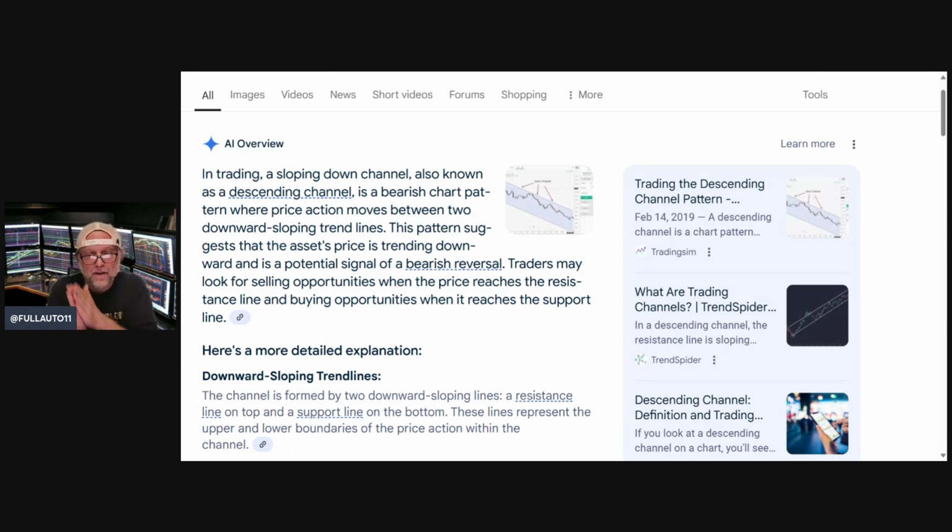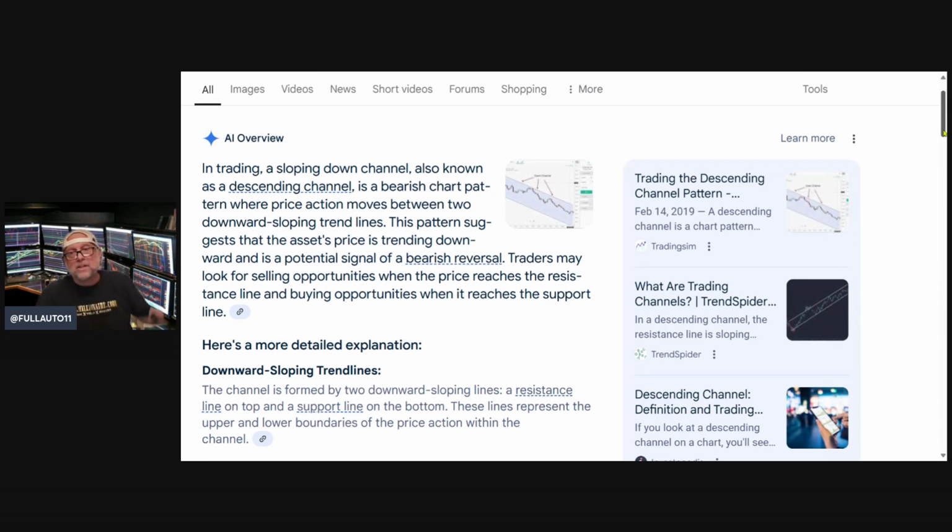Oftentimes they're caused by that breakout and then pull back, breakout and pull back. This pattern suggests that the asset's price is trending downward and is a potential sign of bearish reversal. Traders may look for selling opportunities when the price reaches the resistance line, buying opportunities when it reaches the support line. So there he's talking about trying to trade inside of that pattern. You could maybe, especially if you saw it on a higher time frame, get down to the lower time frame. It might make it tradable.